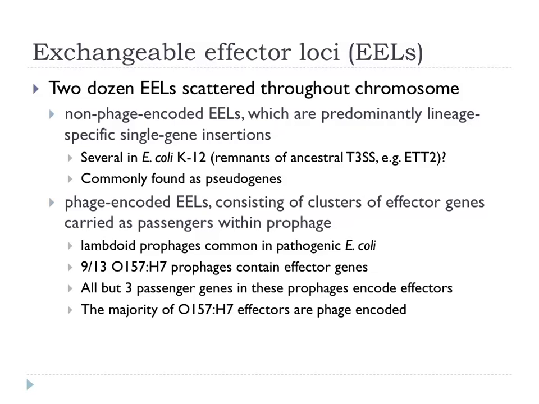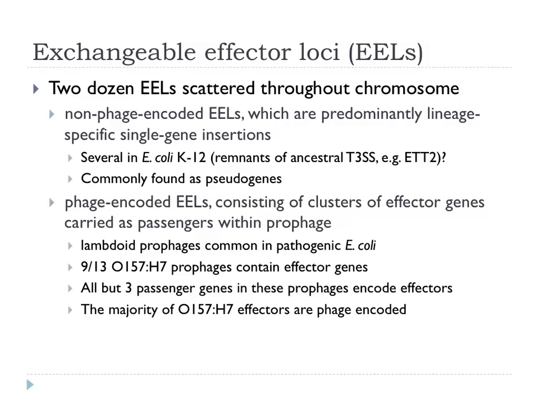As I say, we have these EELs, or exchangeable effector loci, a couple of dozen of them scattered through the chromosome, and they fell into two main categories. One group were not obviously related to phage at all, and they appeared to be lineage-specific single gene insertions. We often saw these as pseudogenes, and we don't know, but we think they may have been targets of the old ETT2 system, which is now defunct. And maybe they're just baggage of history, they don't actually have a function.